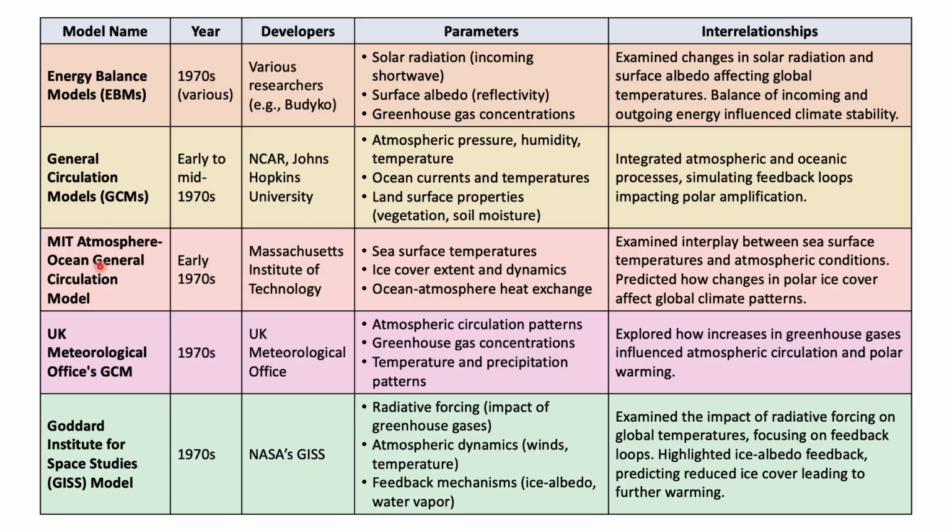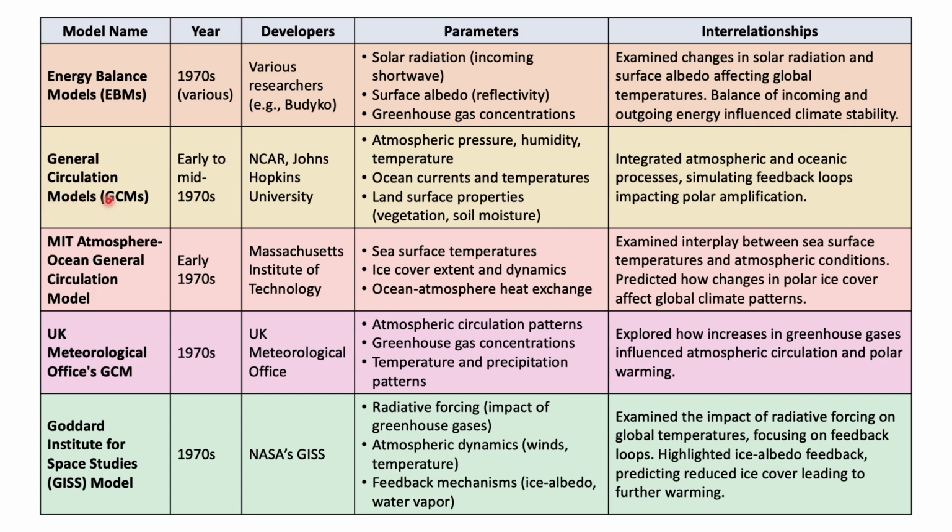And here are the various models that have been used to identify how global climate changes are happening. The energy balance models were developed in the 1970s. The parameters used were the solar radiation, that is incoming shortwave, the surface albedo, that is the reflectivity, and greenhouse gas concentration. What interrelationship was found? They examined changes in solar radiation and surface albedo affecting the global temperature. The balance of incoming and outgoing energy influences climate stability. So whatever we receive, if it is sent out, basically no net change will be there. So this is a basic understanding.